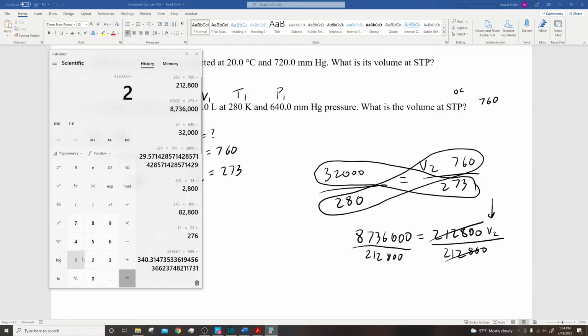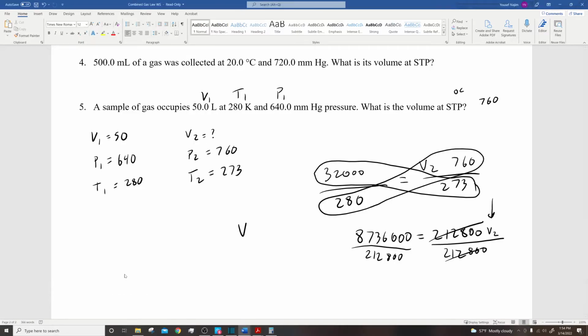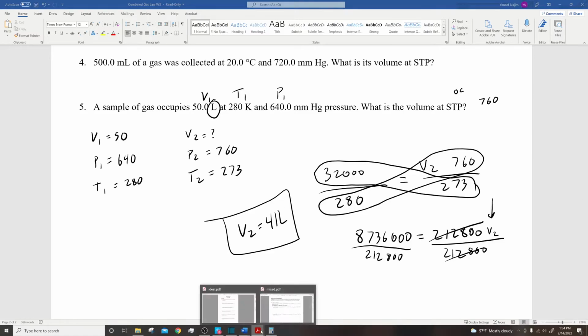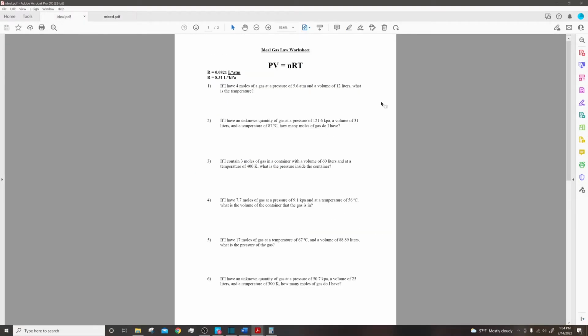Divide that by, and then that gives us 41. So V2 equals 41, and the unit is going to be the same unit we put in, which is liters, always liters for volume. And that's it, we're done. So this is combined gas law. We're almost finished. Now we have ideal gas law.